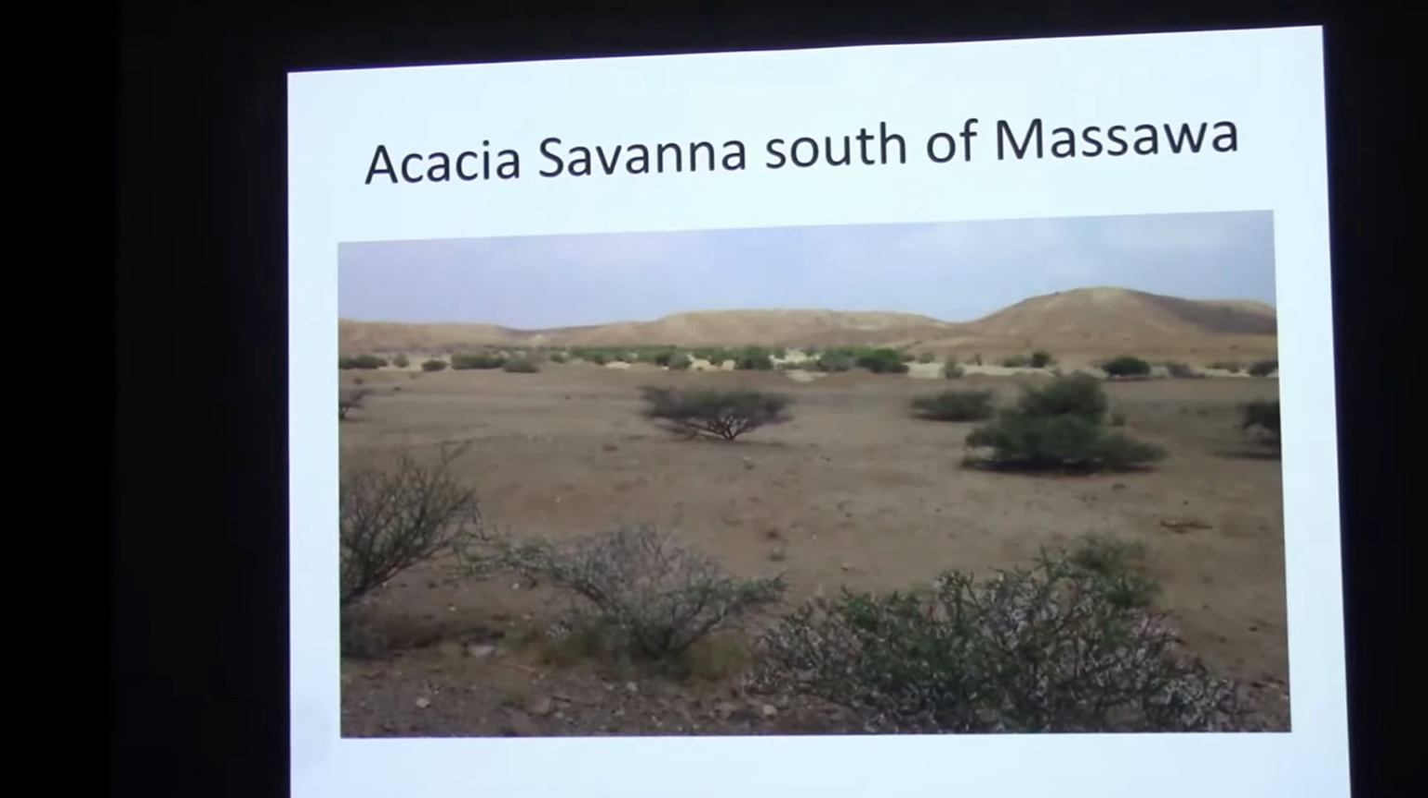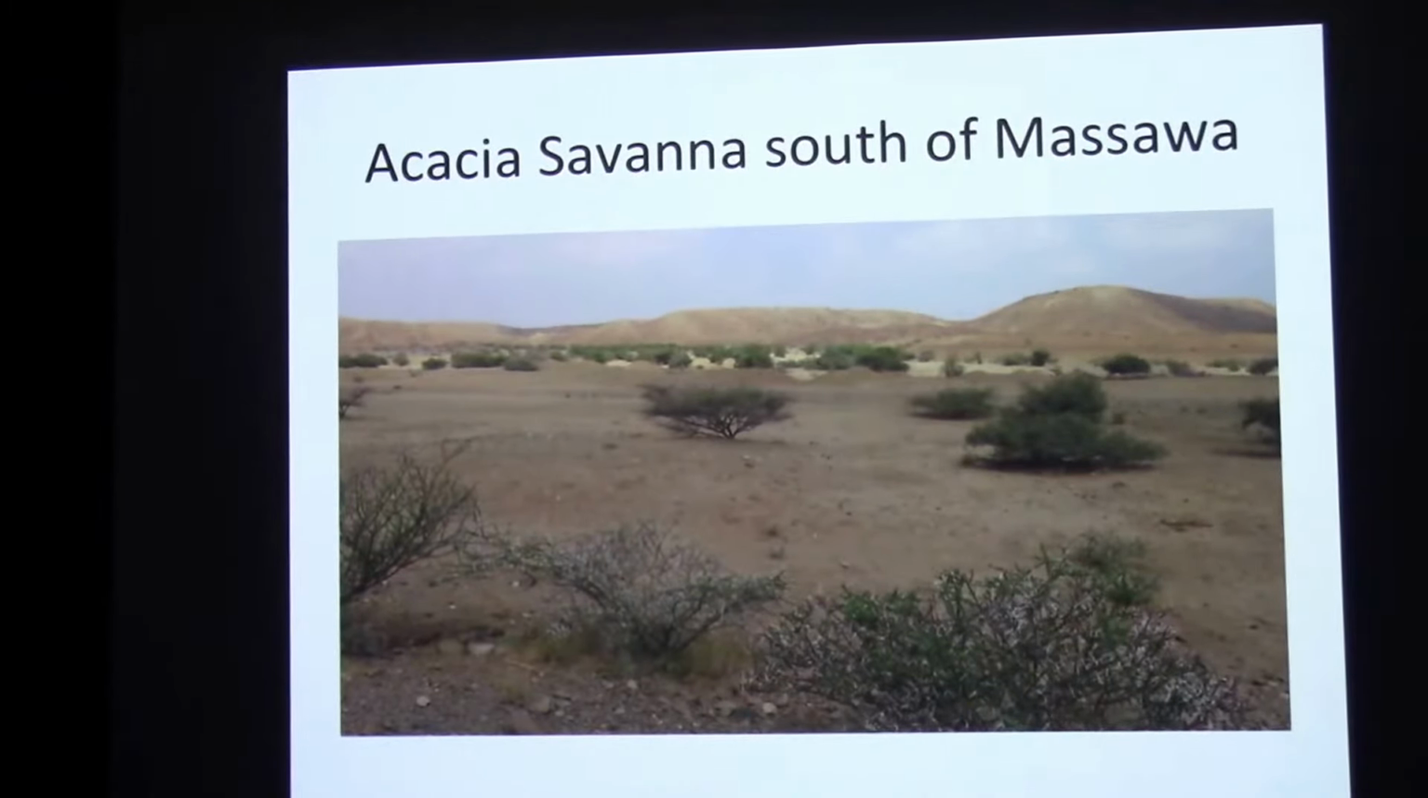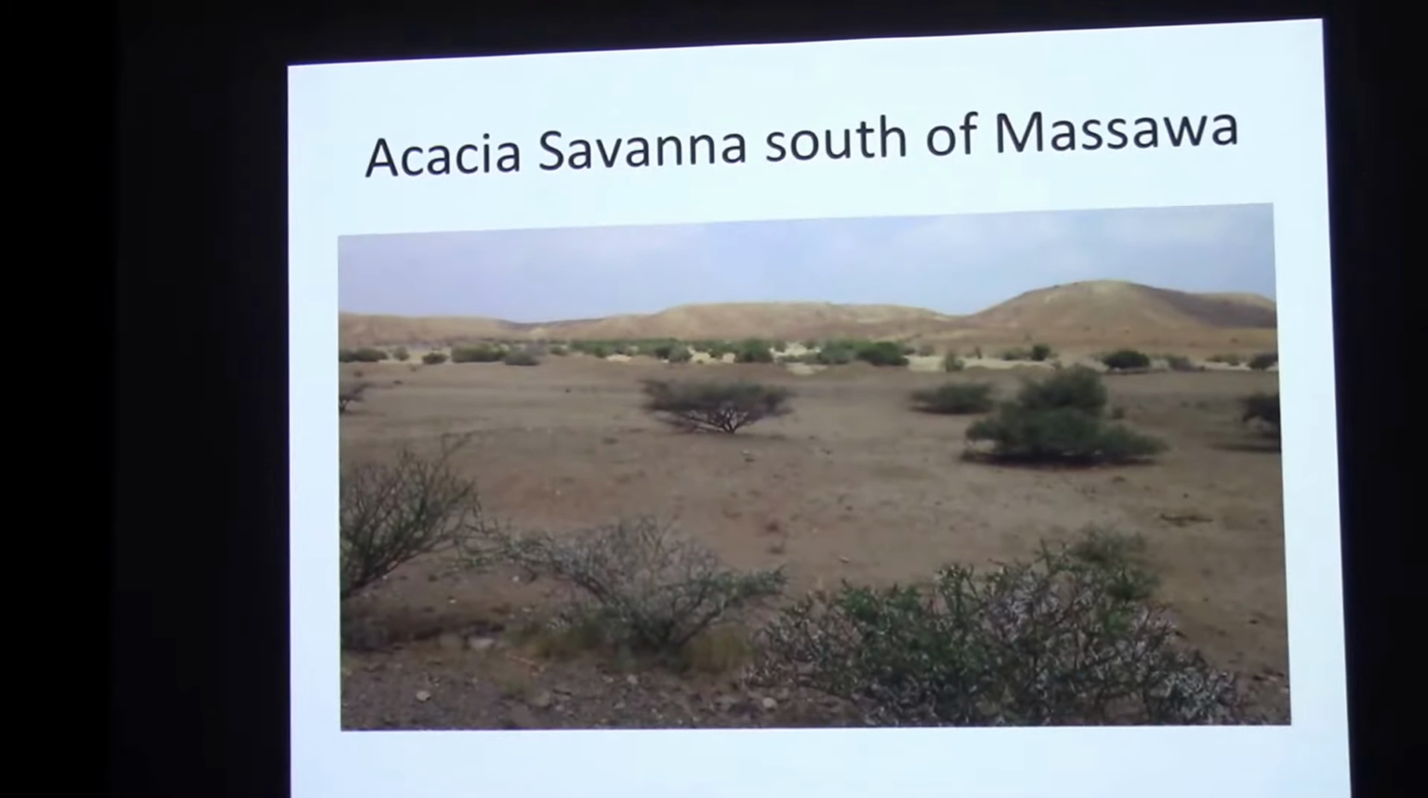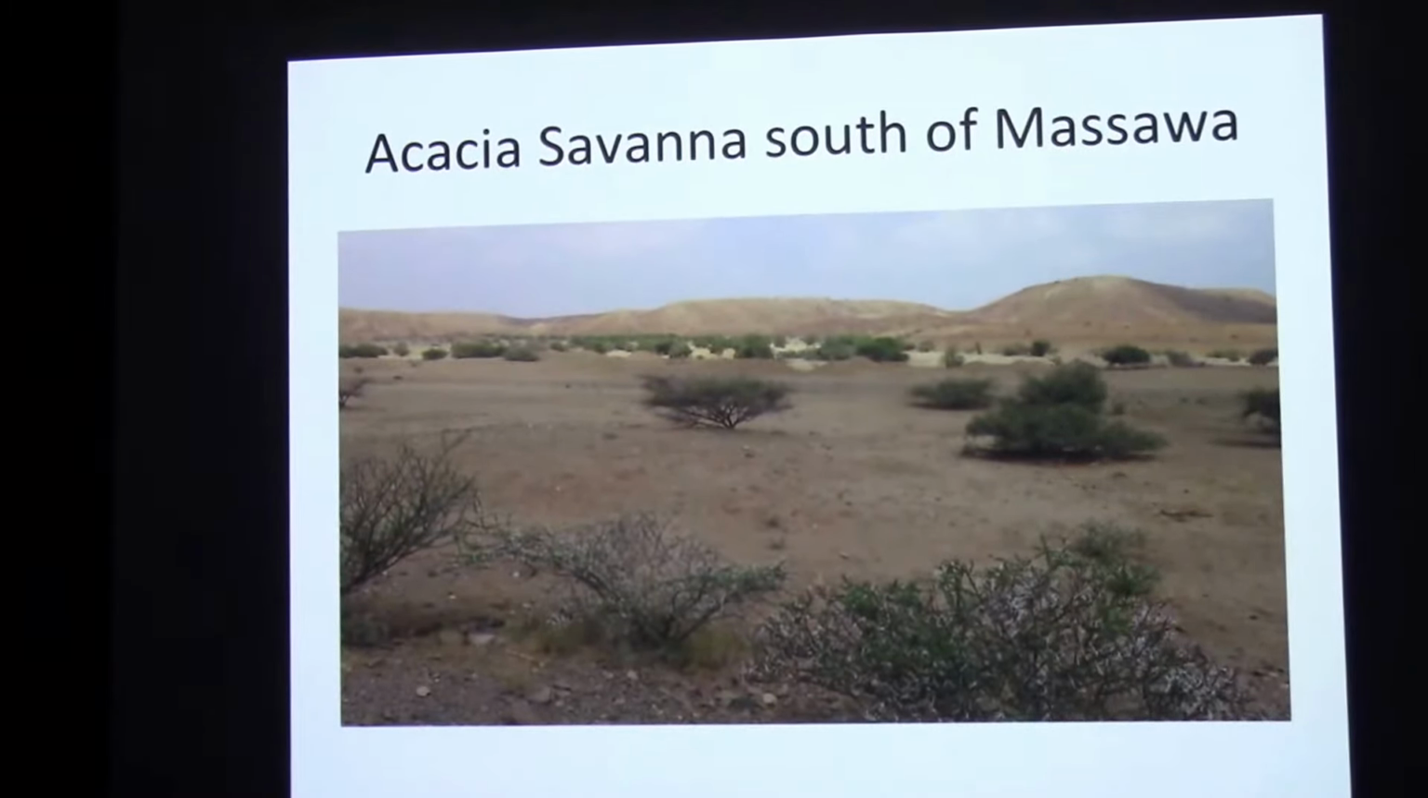This is typical habitat of the Hemidactylus. This is acacia savanna south of Massawa. Not too far south of Massawa, you get into the Danakil Depression. I went down there a little bit. I hope to go back and do much more surveys there in the future, but it's approachable from Massawa.